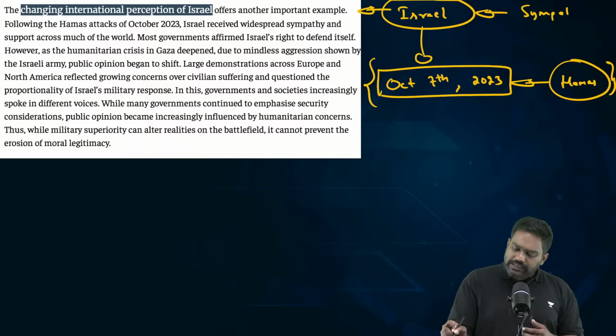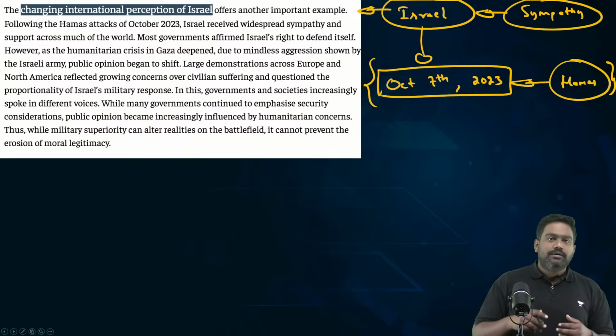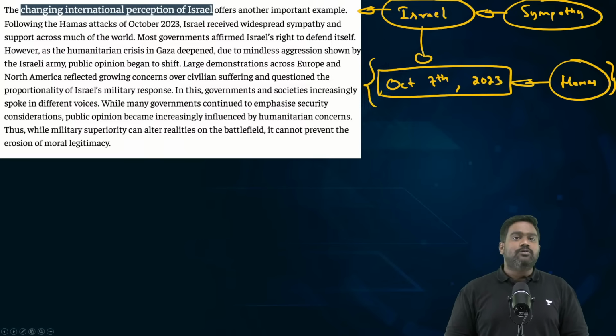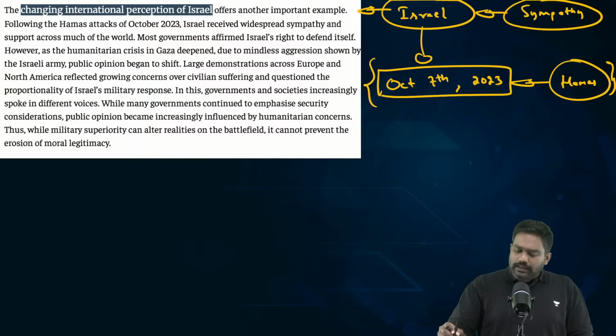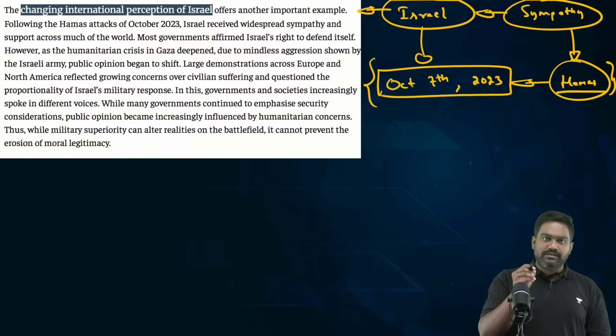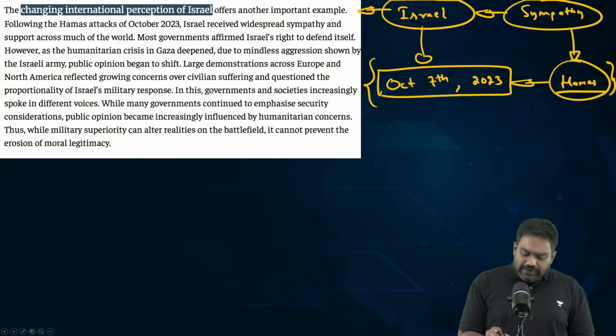The global community largely empathized with Israel. The global community understood the pain of the Israeli people and called out this dastardly attack by Hamas as a terrorist attack. You take India, for example.